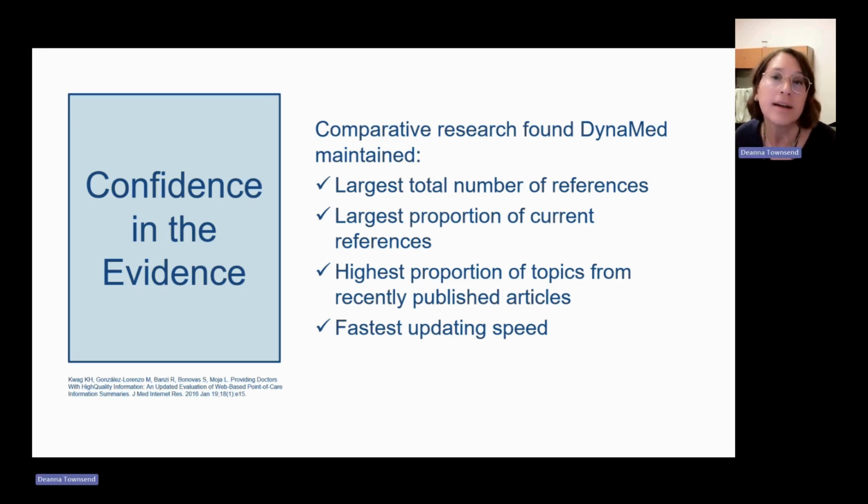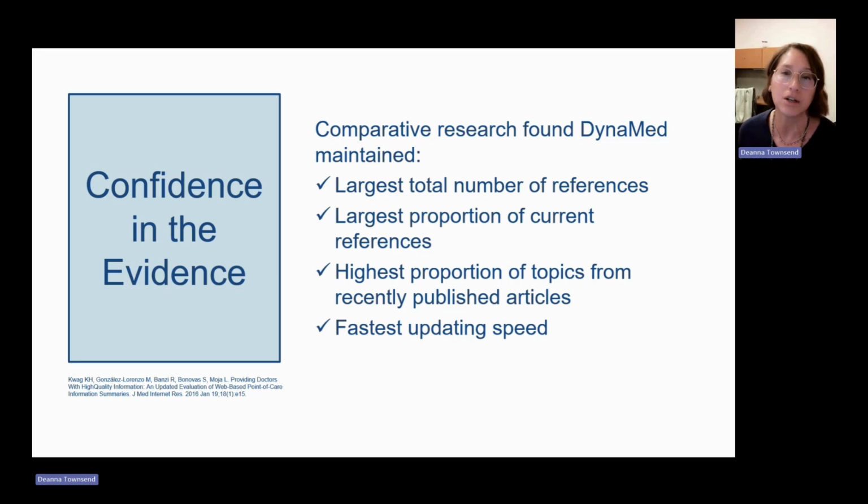This has been shown to be comparative to UpToDate's methodology. When Quigg et al. reviewed this, they evaluated the point-of-care resources, UpToDate and DynaMed included, and found that DynaMed maintained the largest total number of references, the largest proportion of current references, with the highest proportion of topics from recently published articles and with the fastest updating speed.